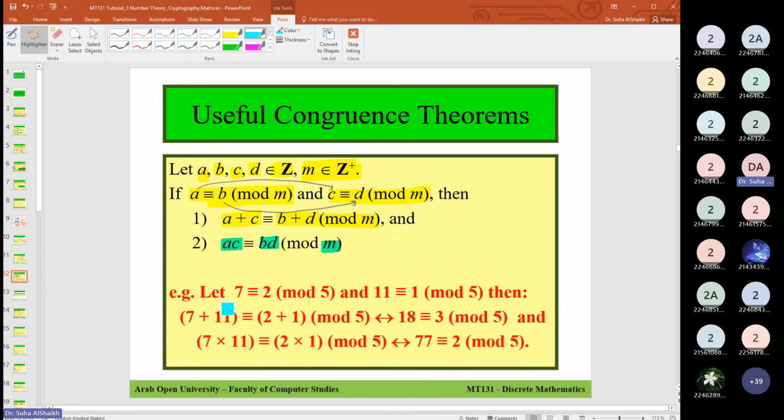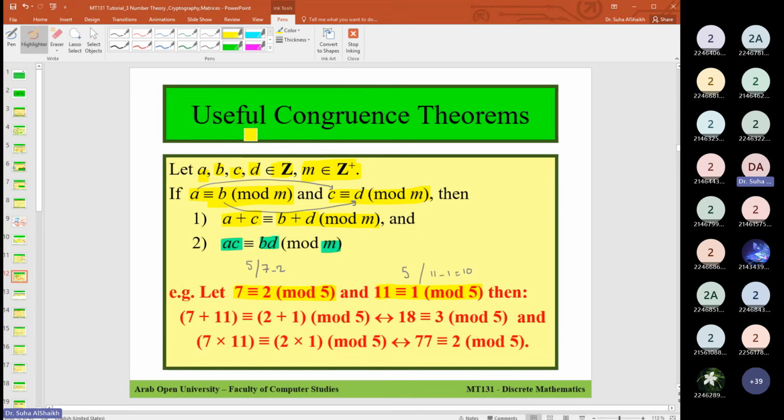And here they are showing you an example. We have 7 and 2 congruent modulo 5. Why? Because 5 divides the difference between 7 and 2. The difference between 7 and 2 is 5, and 5 divides 5. Also, we have 11 is congruent to 1 modulo 5. Why? Because 5 divides the difference between 11 and 1. The difference is 10, and 5 actually divides 10. So this is correct: this is happening and this is happening.